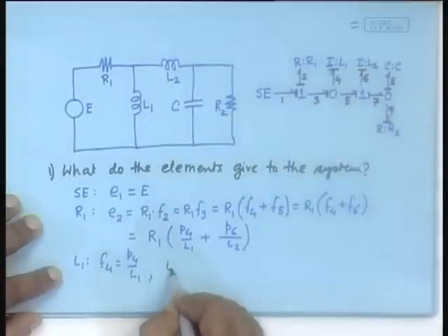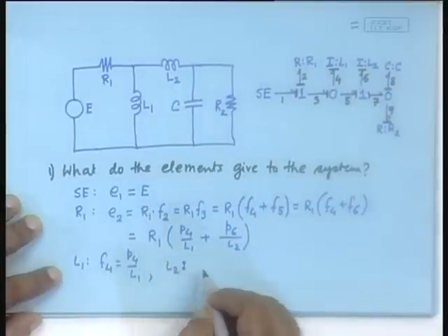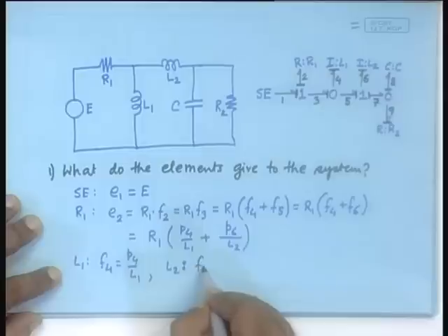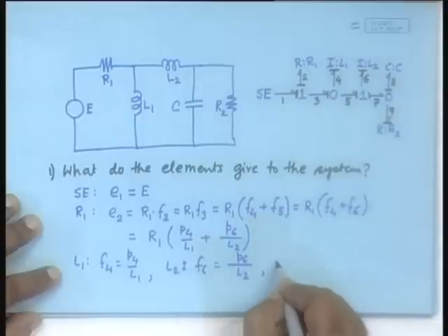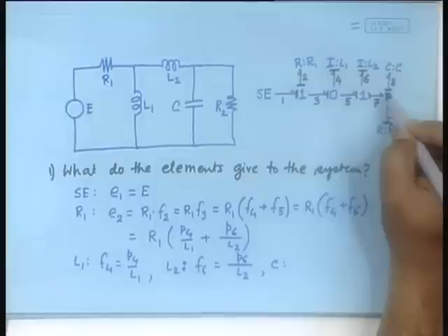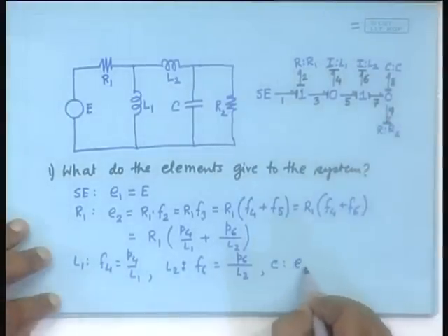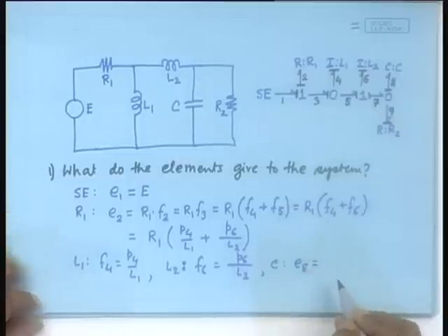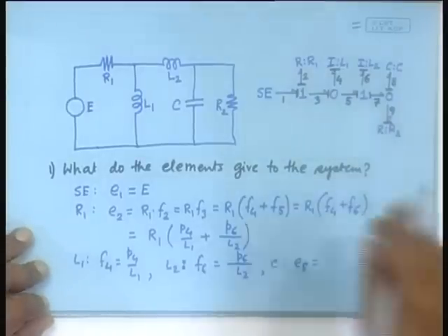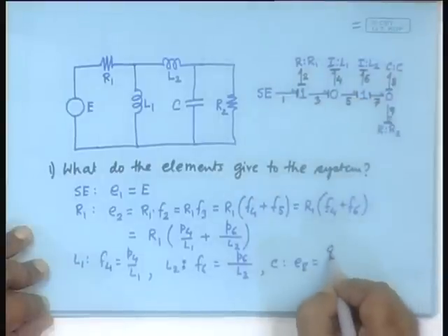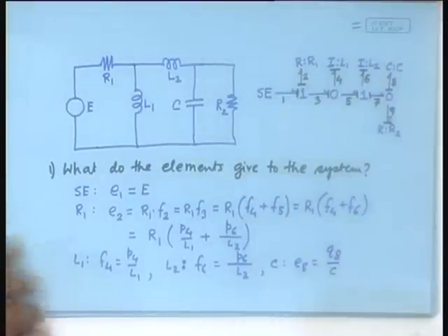Then L2, what does it give to the system? F6, F6 is P6 by L2. C, what does it give to the system? E8. Can you see that? It gives to the system E8, E8, which is, yes, Q8 by C. Okay.